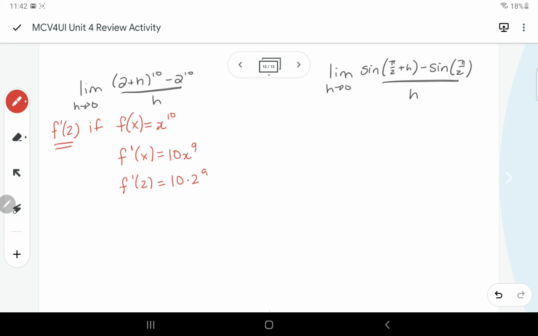Okay. The next one, our parent function here is sine x. So we know f at x is sine x. And what are we looking for? We're looking for the derivative of sine x where x is pi over 2. So we're looking for f prime at pi over 2 if f at x equals sine x. And that's not such a hard question because then we can find the derivative, which we know is cos x, and just sub in pi over 2. Which is 0.